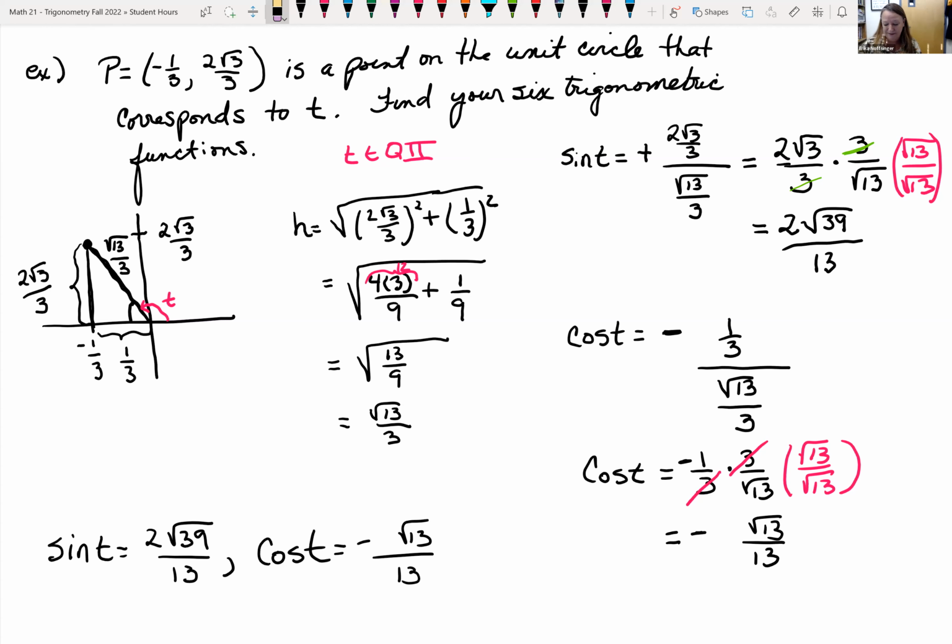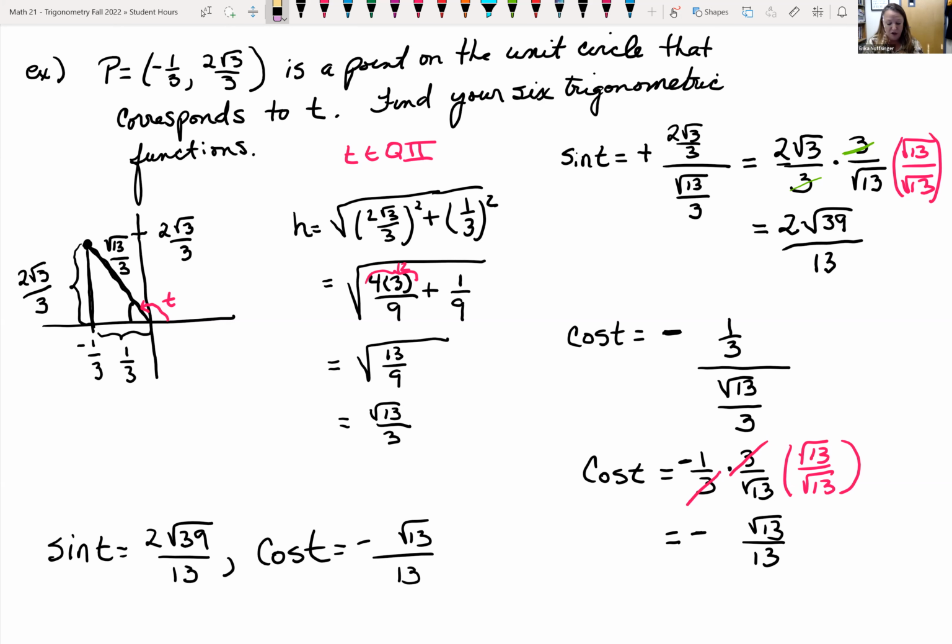Okay, so I just paused the video because I was concerned. Knowing the fact that when I'm on the unit circle, my cosine value is my x value and my sine value is my y value, if that was the case, then I should have gotten that cosine of t was negative 1/3 and sine of t was 2 root 3 over 3.